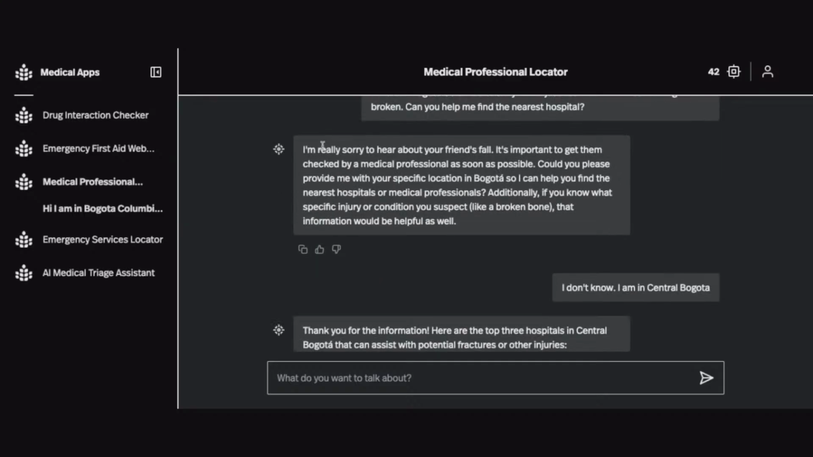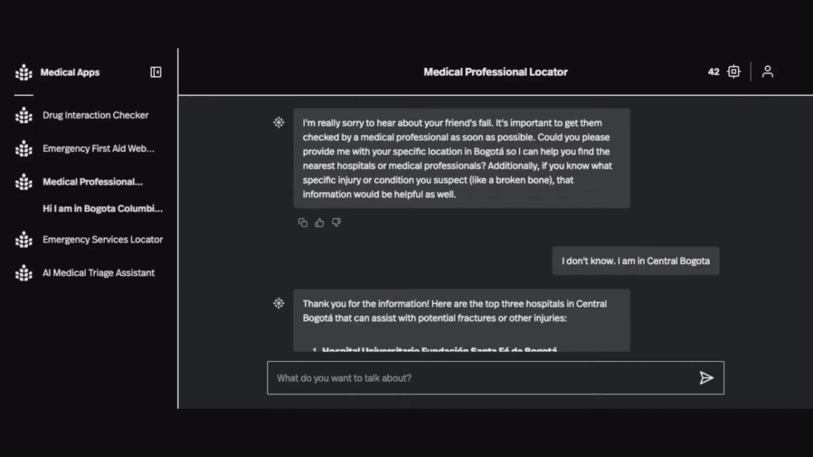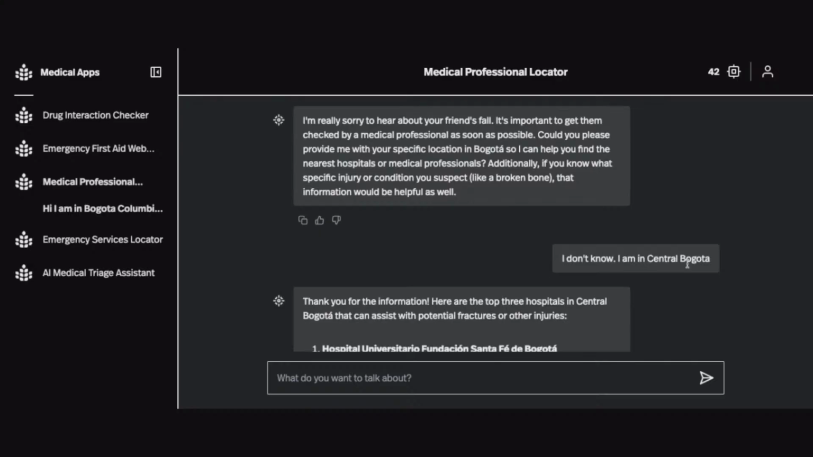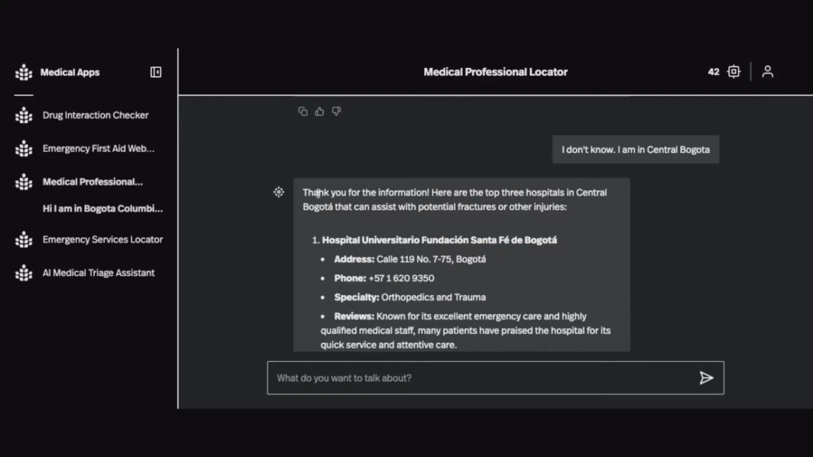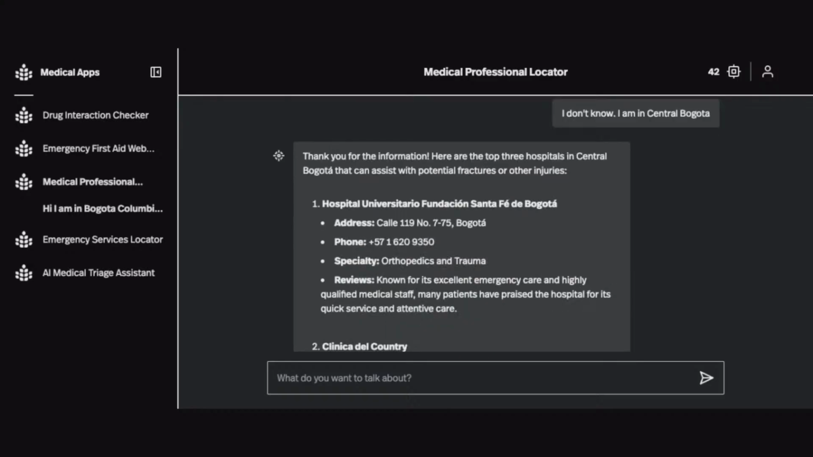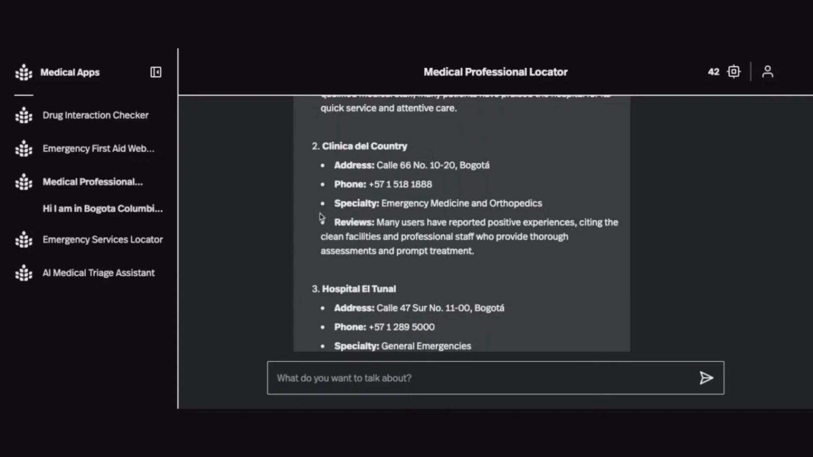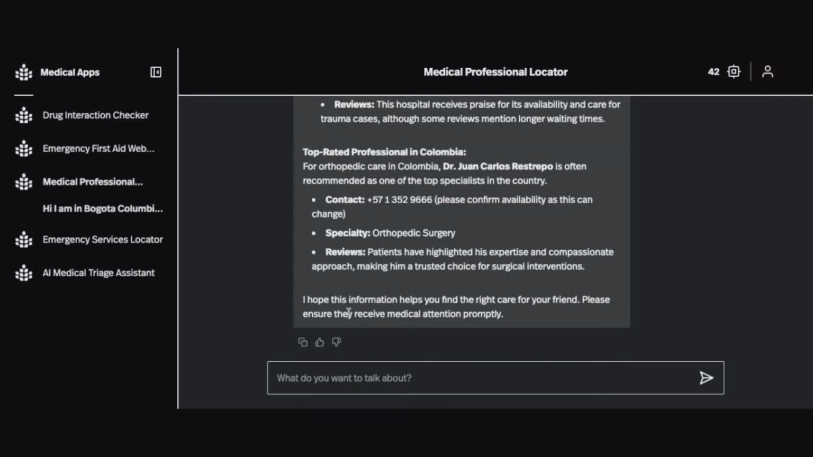"I'm really sorry to hear about your friend's fall. It's important to get them checked by a medical professional as soon as possible. Could you please provide me with a specific location in Bogota so I can help you find the nearest hospital or medical professionals?" So let's say that I'm just a tourist. I wouldn't know necessarily where in Bogota I am. I don't know. I am in central Bogota. That's vague enough. And the AI pretty much found every hospital in the area. But what I really want to do with this app is pin down a professional. So I'm going to generate something else.